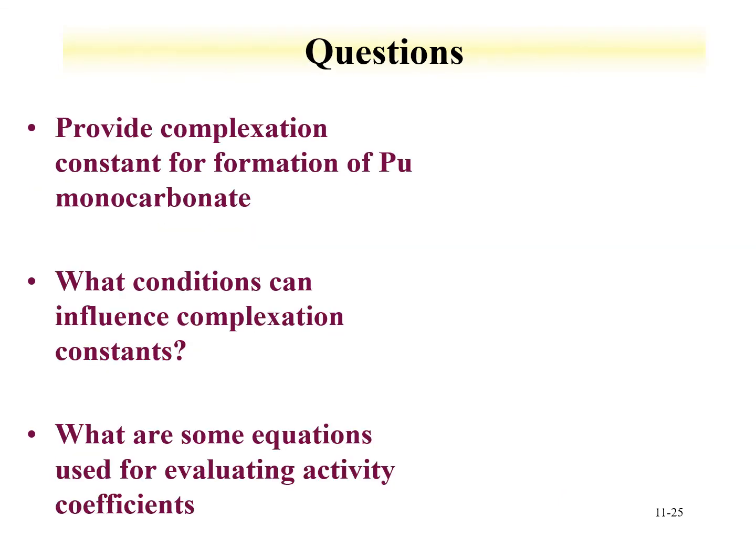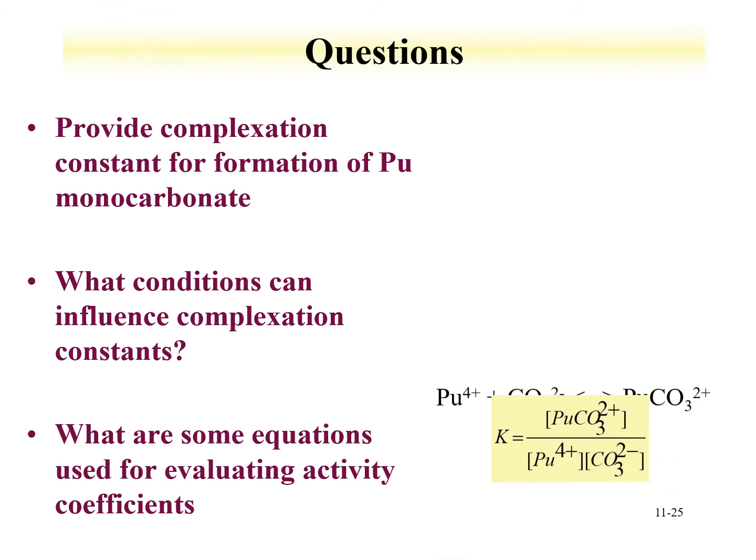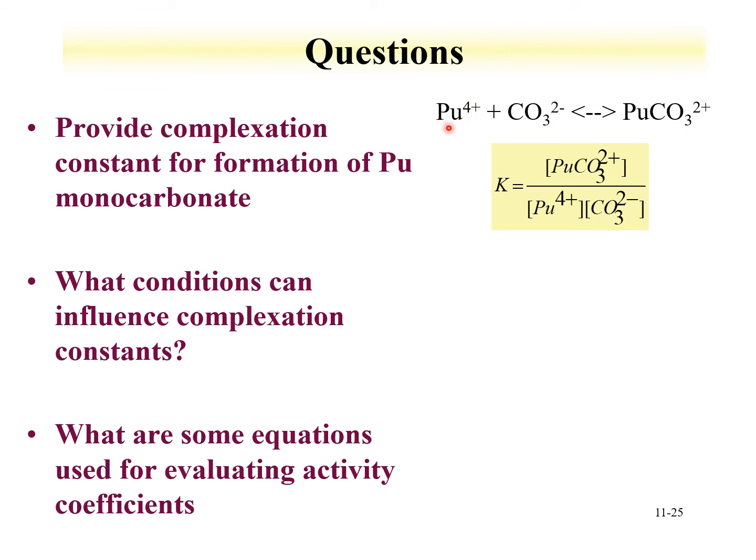Some specific questions you should be able to address based upon the lecture are shown here. For instance, provide the complexation constant for the formation of plutonium monocarbonate. Well, the reaction is shown here, where plutonium interacts with carbonate, forming the plutonium monocarbonate species. And the complexation constant would be the concentration of the plutonium monocarbonate species divided by the concentration of plutonium free times the concentration of the carbonate free. This equation is not shown with ionic strength corrections or activity coefficients.